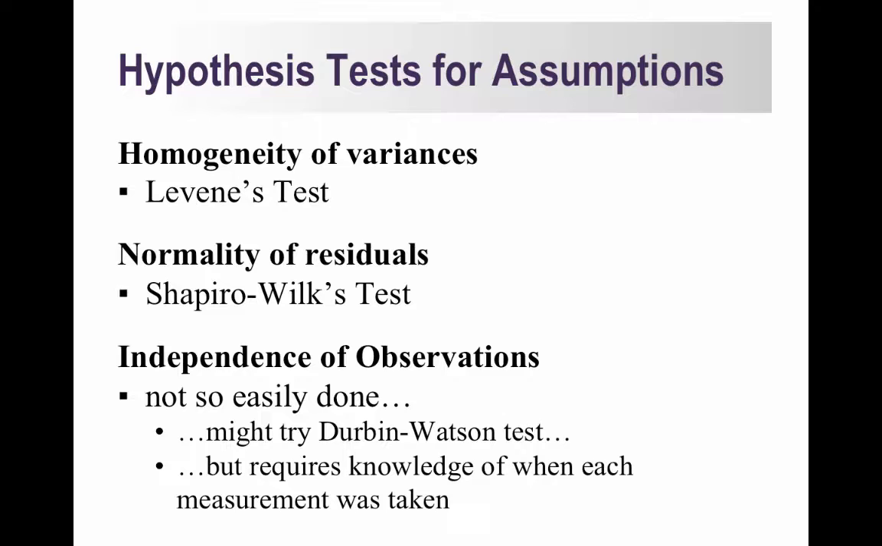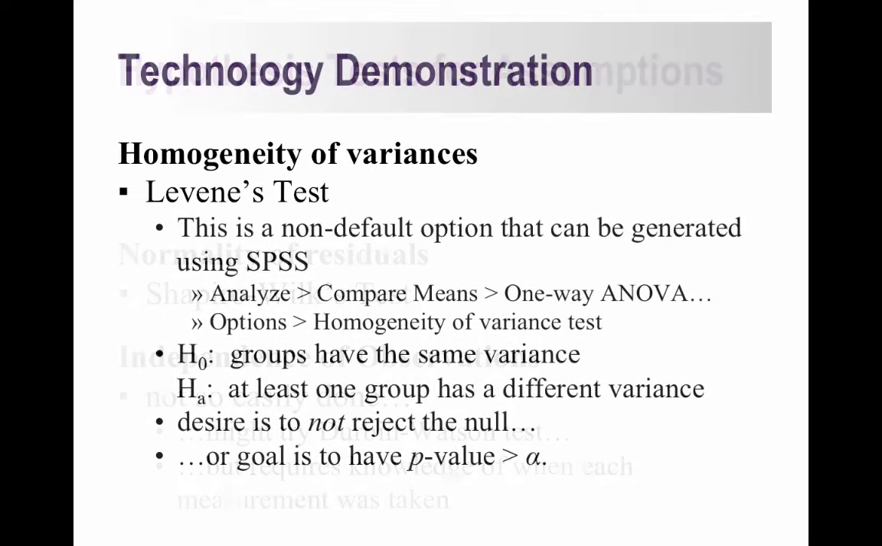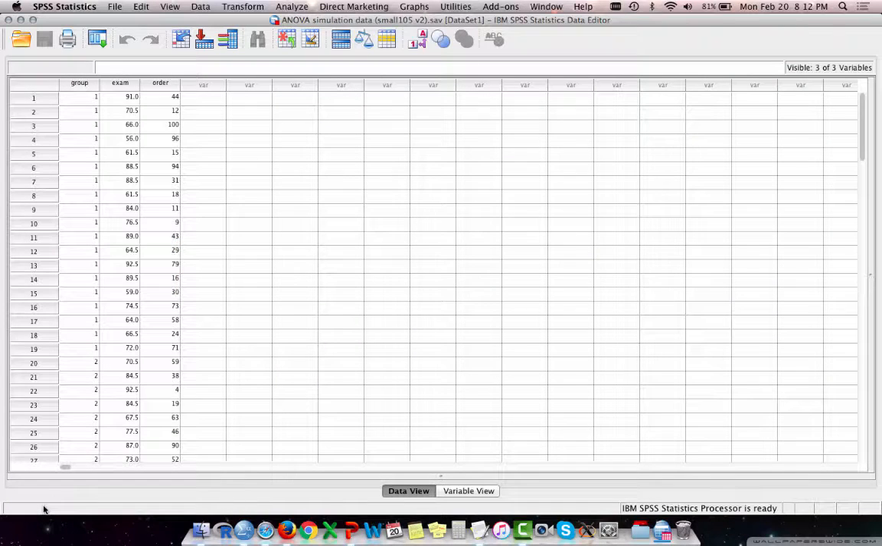What I'm going to demonstrate here is Levene's test for the homogeneity of variance. Levene's test is one of the non-default options that can be generated with the SPSS ANOVA protocol. And I'm going to demonstrate that now using the physics data set that we had from class.